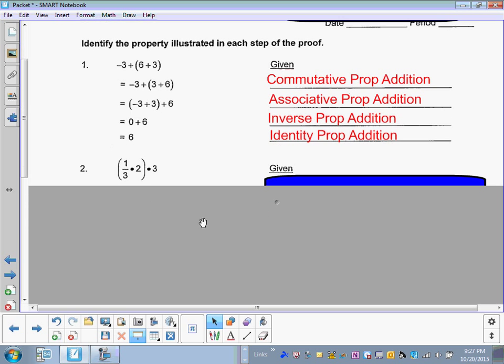The next example is the quantity 1/3 times 2 times 3. So we're using multiplication. This is our given. So go ahead and identify the properties of multiplication we used.